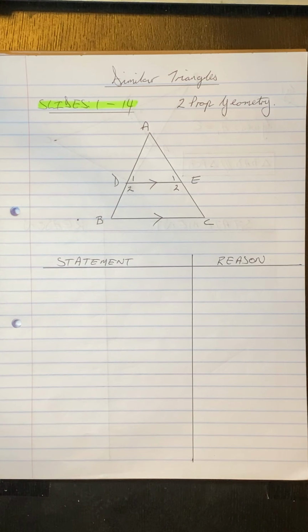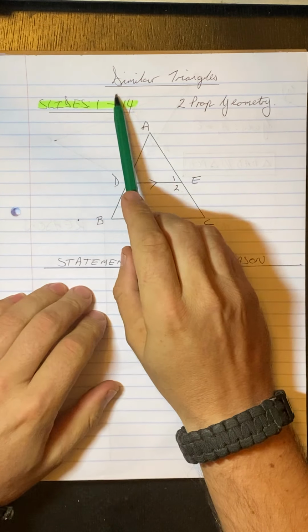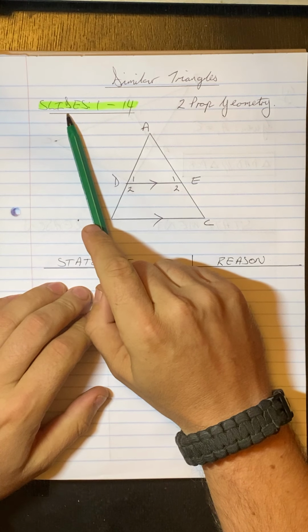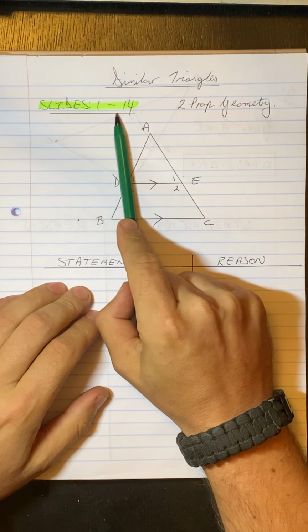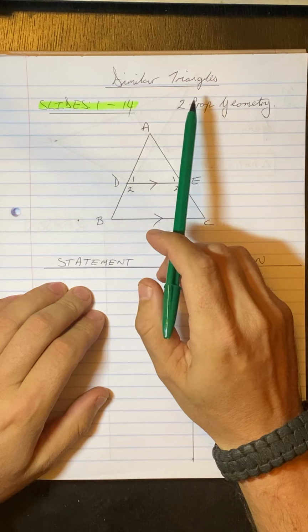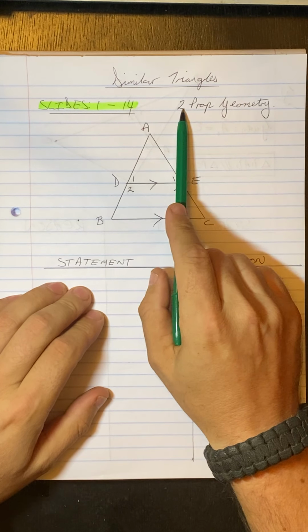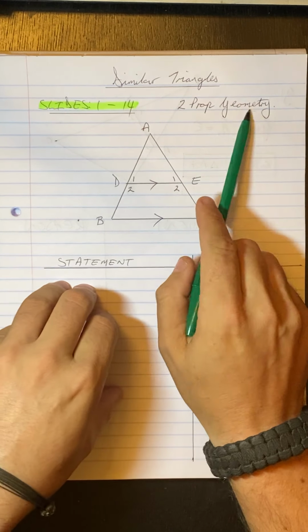Hello, grade 12s. Okay, so today we're going on to similar triangles. We're going to be working from slides 1 to 14, and this is a separate PowerPoint. It's number 2, proportionality geometry.